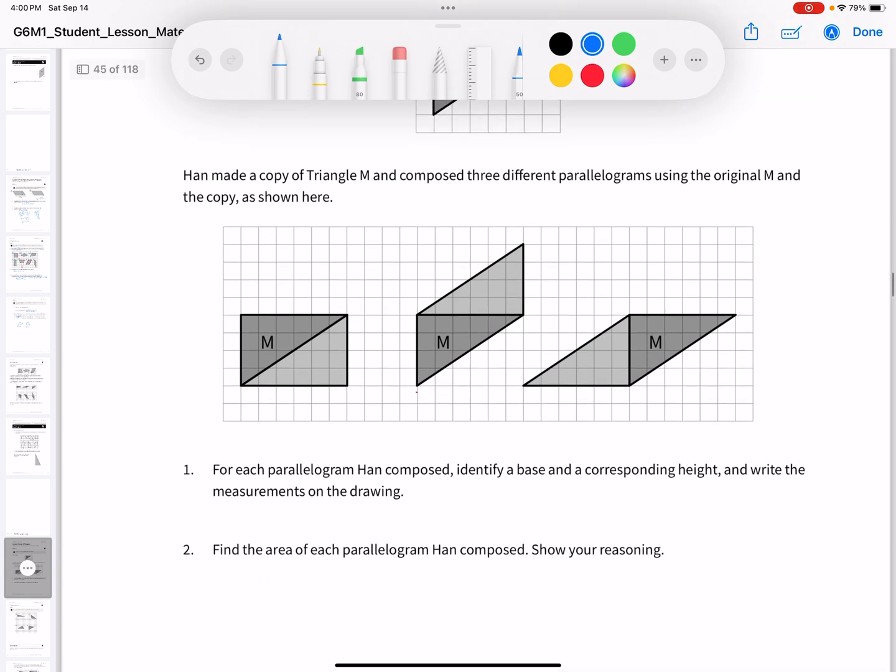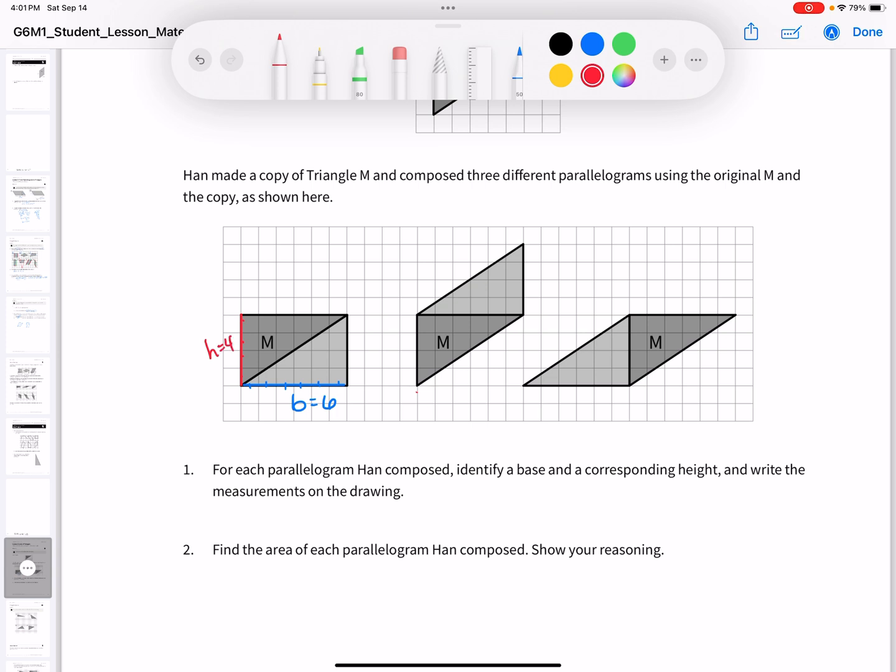For each parallelogram Han composed, identify a base and a corresponding height, and write the measurements on the drawing. Okay, so I'm going to use this one as the base. And that measurement is 1, 2, 3, 4, 5, 6. And I'm going to use this one as the height. 1, 2, 3, 4. So height equals 4.